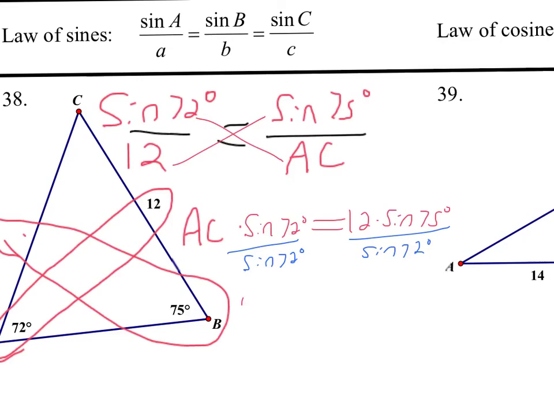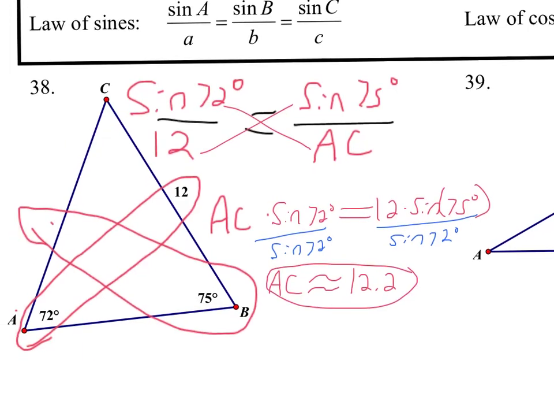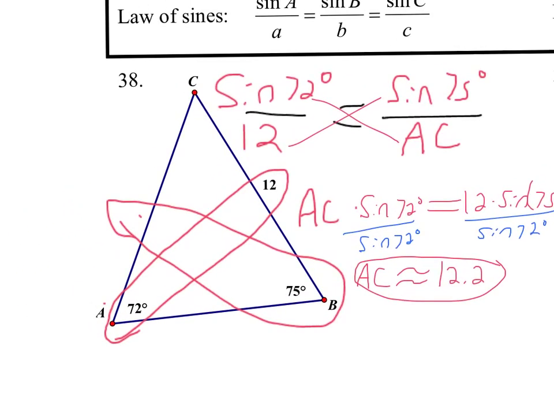so that what you have is side AC equals, and then you're just going to type in 12 times sine of 75, and make sure to close the parentheses. Then you're going to do divided by 72. Even though there's a fraction bar, you're actually going to divide that. If you type that all in, you should get 12.2 when you round it. 12.2. Okay. So this side here is 12.2.